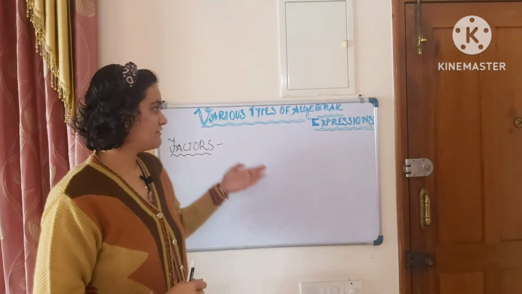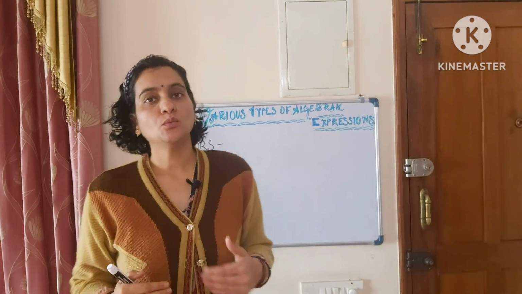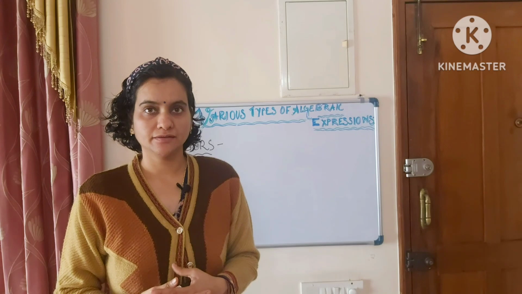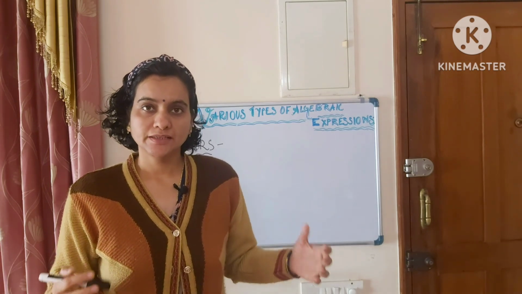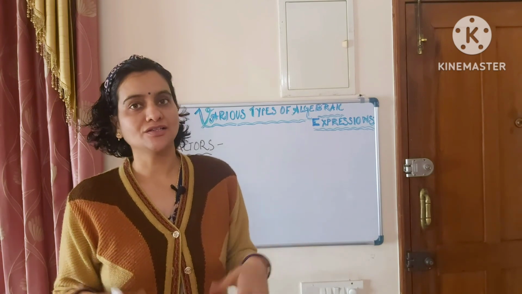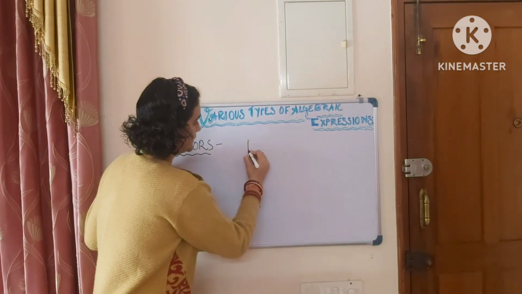Now let's understand factors of an algebraic expression. When more than one constant or literal have been multiplied together to form an algebraic expression or term, then those literals and those constants are called factors of that algebraic term. Now this is the definition. Now let's understand with an example. Let me take a number 12.